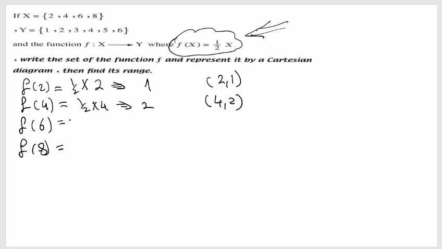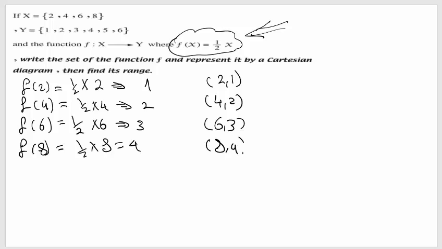And instead of x, I will put 6. So I need half of 6, which is 3. So (6, 3). Half of 8 is 4. So (8, 4). This is the set of the function. Represent it on the Cartesian diagram.